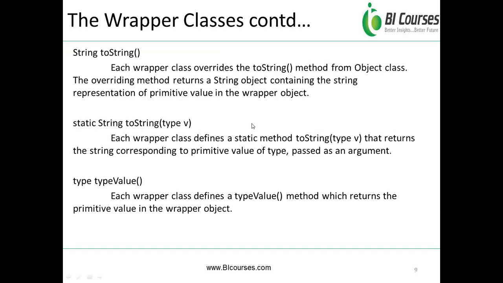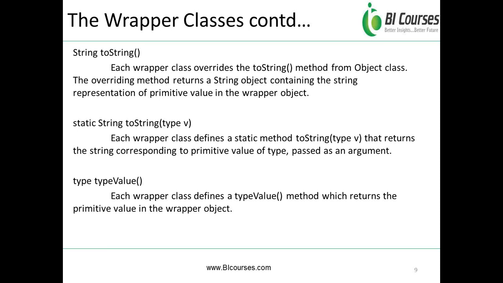And also we have a toString method. Each wrapper class provides the toString method overriding the one from the Object class. The overriding method returns a string object containing the string representation of the primitive value in the wrapper object. And also we can pass a primitive data type value to the toString method, which returns a string corresponding to the primitive value of the type passed as an argument.